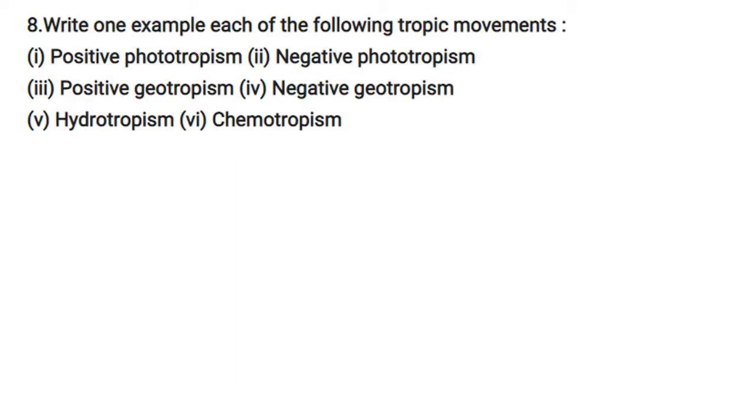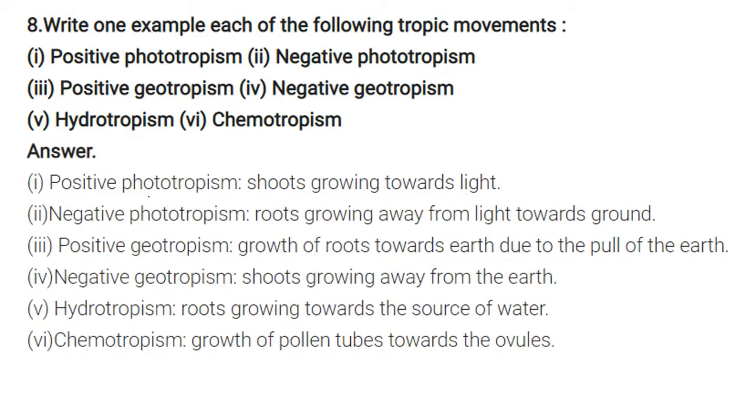Write one example each of the following tropic movements. Positive phototropism means shoots growing towards the light. Negative phototropism: roots growing away from the light, towards the ground. Positive geotropism: growth of roots towards the earth due to the pull of the earth. Negative geotropism: shoots growing away from the earth. Hydrotropism: roots growing towards the source of water. And chemotropism: growth of pollen tubes towards the ovules.